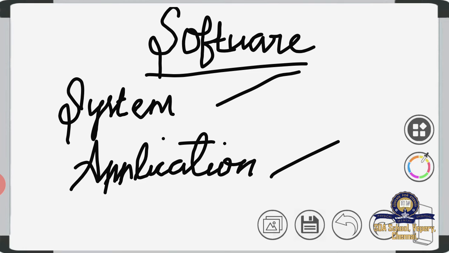What is system software? System software is a collection of programs that controls the overall operation and internal working of a computer system. It retrieves data from the input devices and transfers the processed information to the output devices.